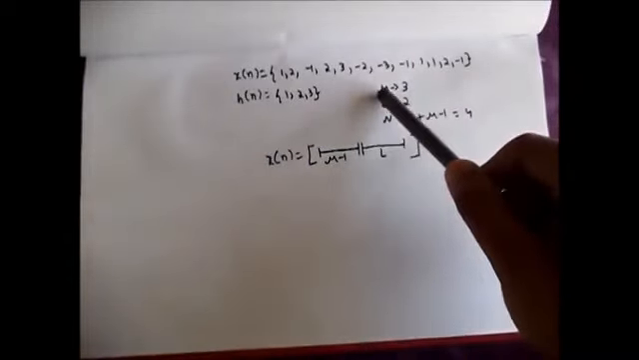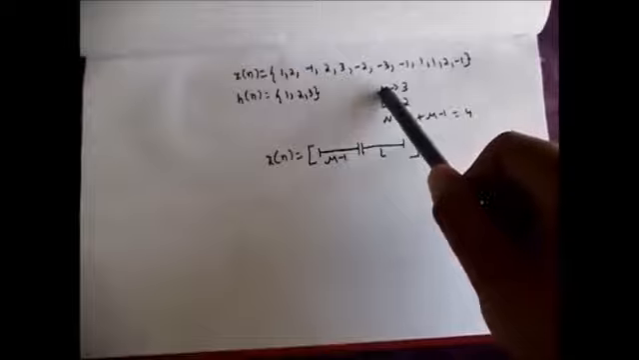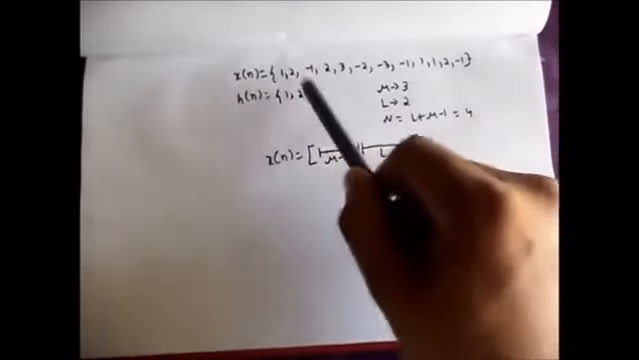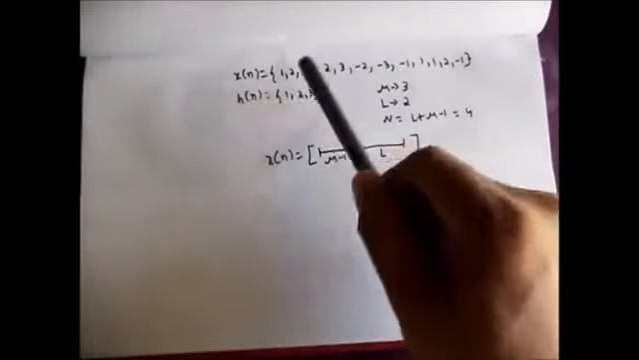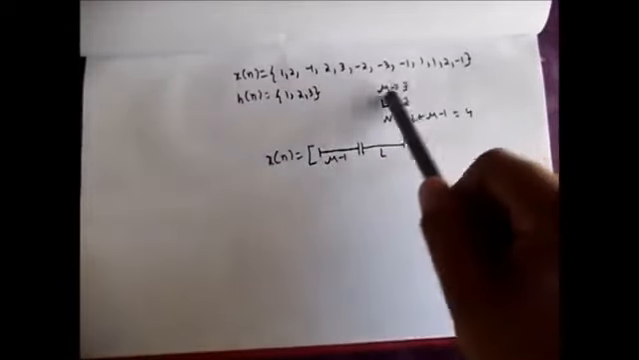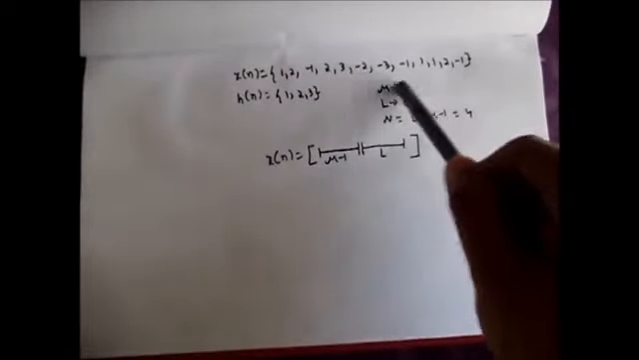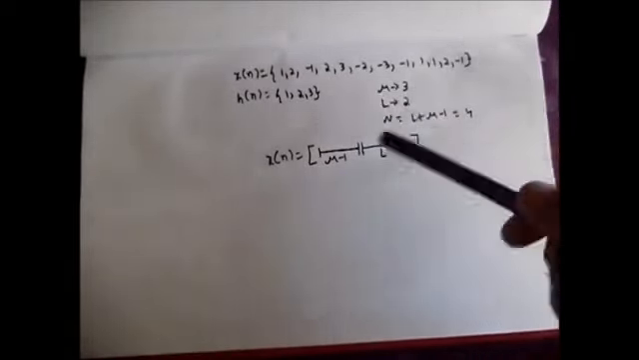First we find the value of M. M is the length of the impulse response of the filter. There are three elements in the impulse response, so we can say that the length of the impulse response, that is M, is 3. Then we assume the value of L to be 2. Why do we assume this value of L? I'll tell you this later.